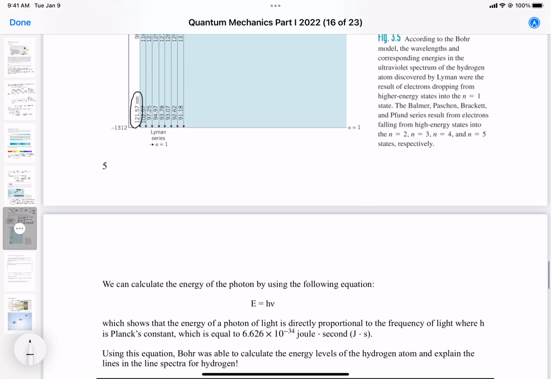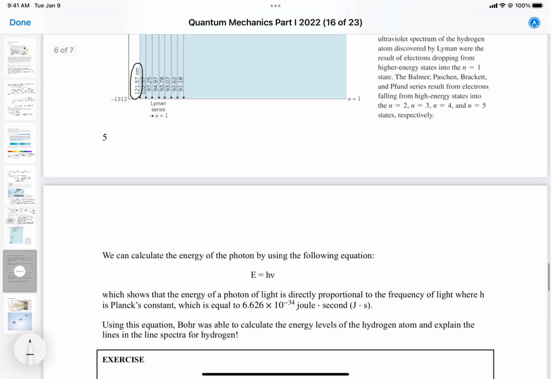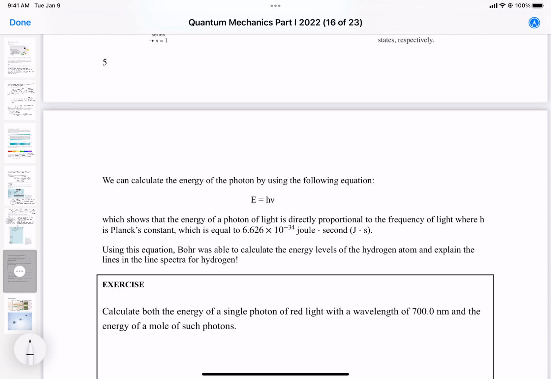All right. So now, we know the wavelength and we know the frequency of light. So how do we calculate the energy? Well, it turns out that energy is directly proportional to the frequency of light. So the higher the frequency, the higher energy that light will have. We can use this equation here: energy equals h nu. Nu is frequency, h is Planck's constant.